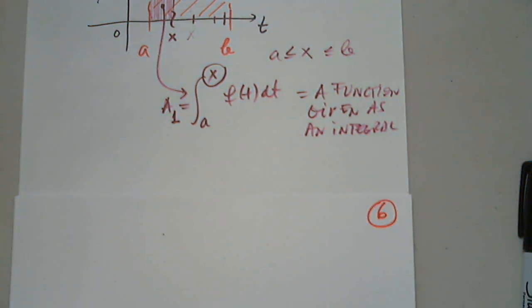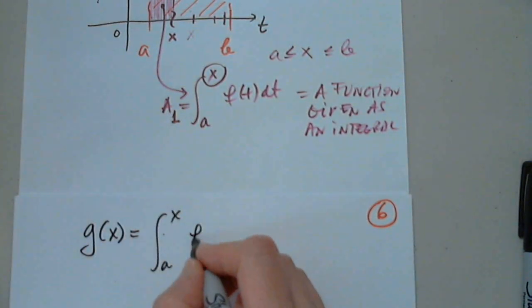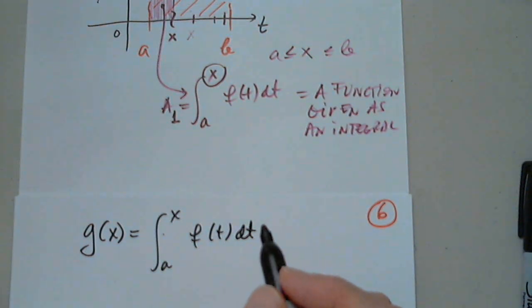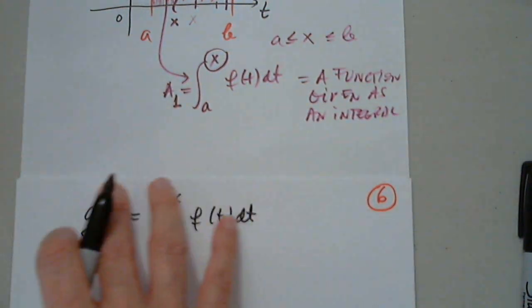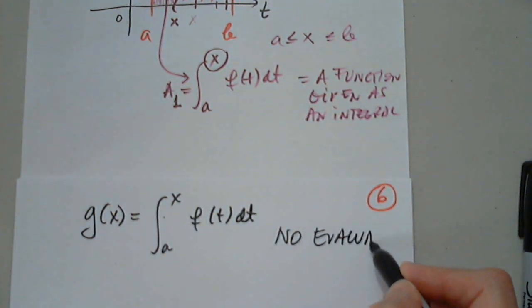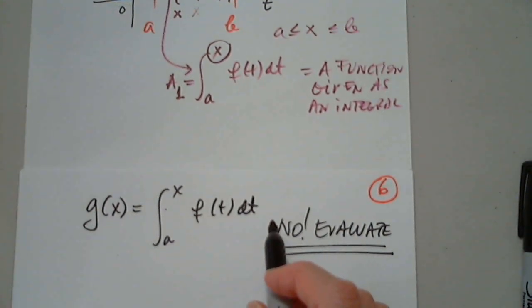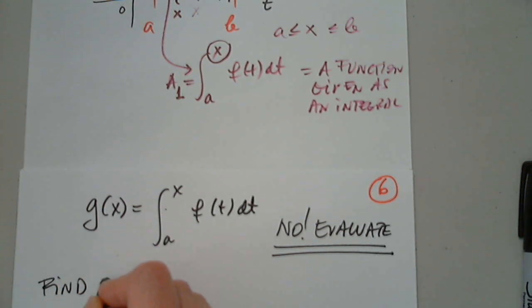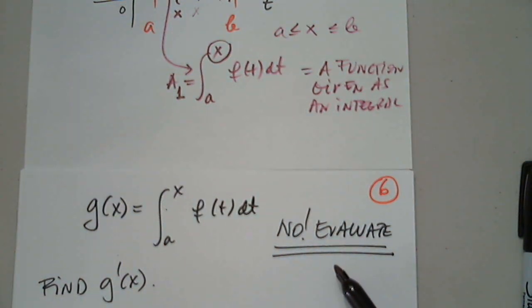And this is the last topic in 5.3, and then we can move on. So again, g of x equals the integral from a to x of f of t dt. Nobody is going to ask us to evaluate. No evaluate. The only thing we can be asked to find is g prime of x. We cannot evaluate. This is a function. Unless I give you x, you can never evaluate it.